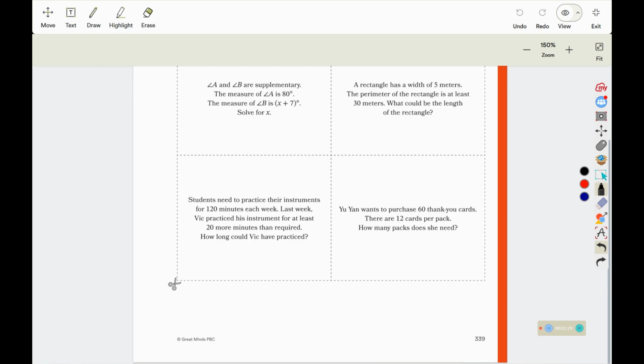Students need to practice their instruments for 120 minutes each week. Last week, Vic practiced his instrument for at least 20 more minutes than required. How long could Vic have practiced? That is an inequality. Yu-Yan wants to purchase 60 thank you cards. There are 12 cards per pack. How many packs does she need? That would be an equation.